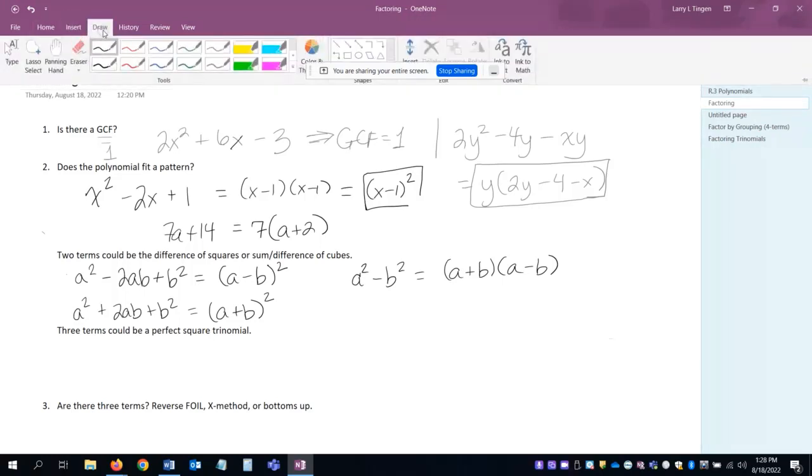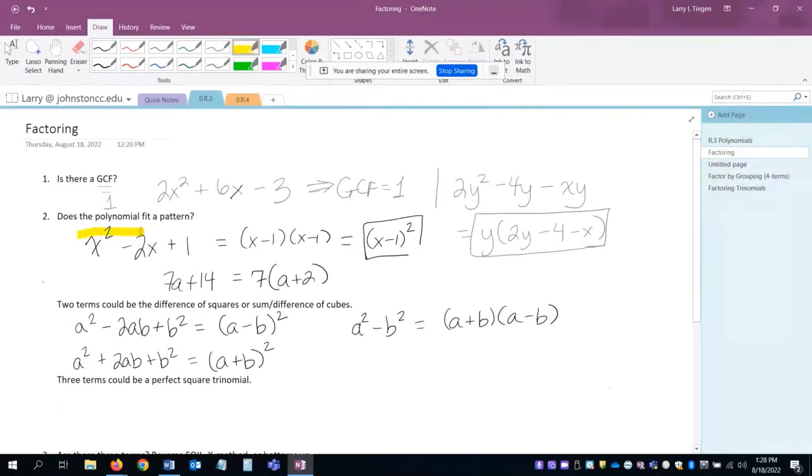Take a look at our polynomial. Look at this guy. This matched up with one of those patterns, right? Isn't that the same as this? Right? I've got a squared minus 2ab plus b squared. Now, in these forms, a can represent just a single number. It can be a number and a variable together. But what it is, it's got to be squared.